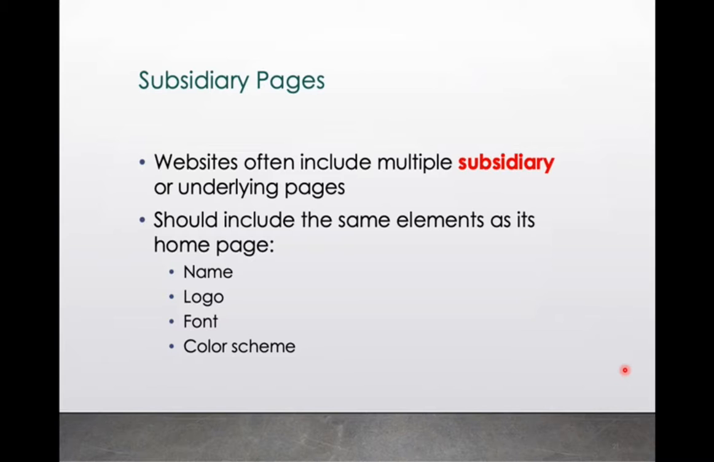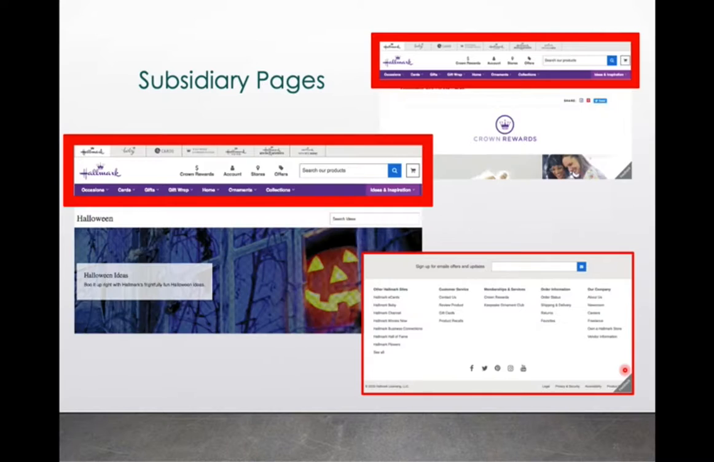Subsidiary pages. Websites often include multiple subsidiary or underlying pages. These also have to have some of the same elements as the home page, to create consistency and continuity. So Hallmark does a really great job. Unlike a lot of sites, its nav bar is identical. It's the same on every page, so that just clarifies any confusion.